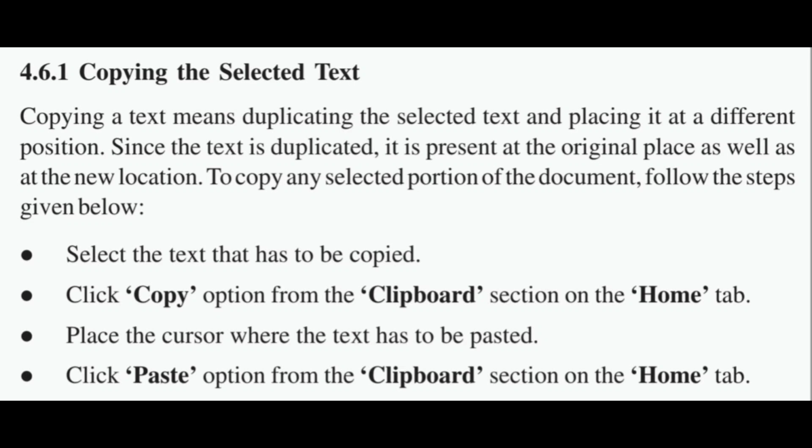Then 4.6.1, copying the selected text. Copying a text means duplicating the selected text and placing it at a different position. Since the text is duplicated, it is present at the original place as well as at the new location. To copy any selected portion of a document, follow the steps given below.